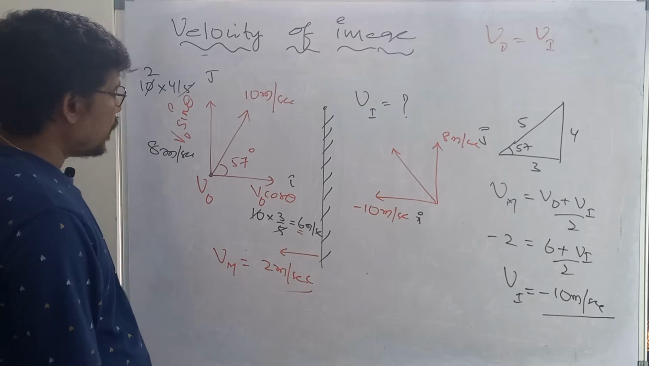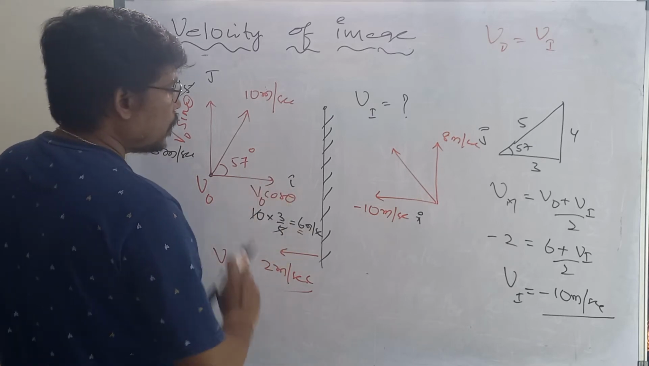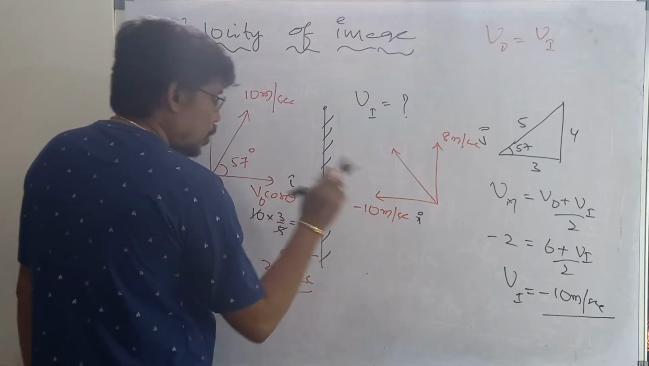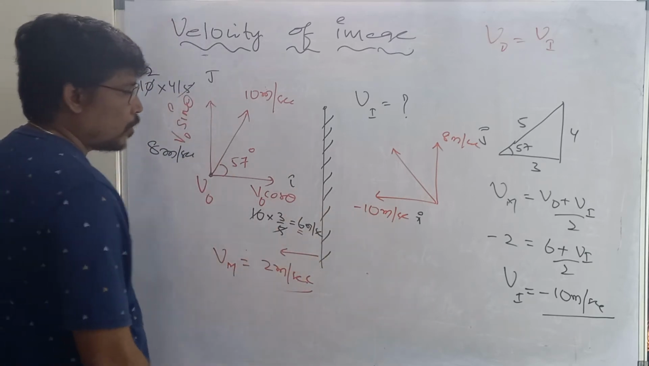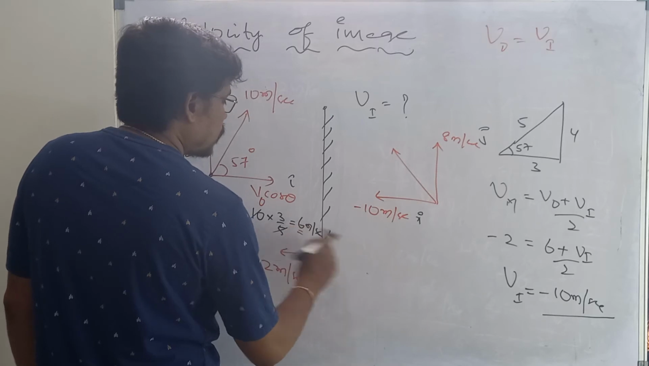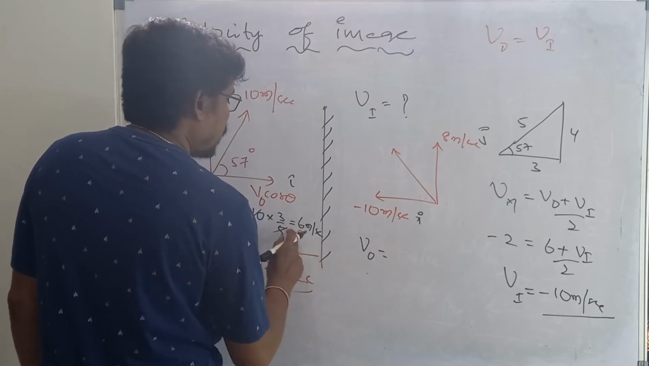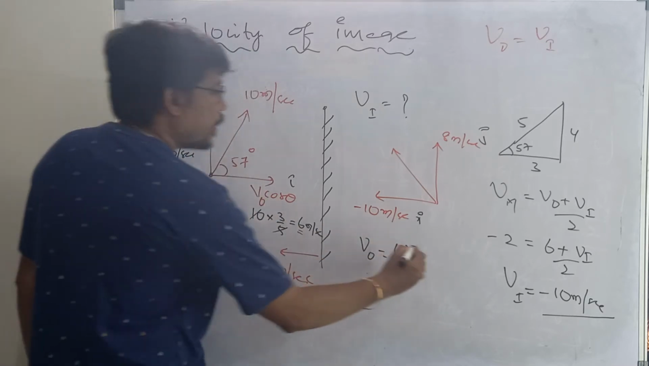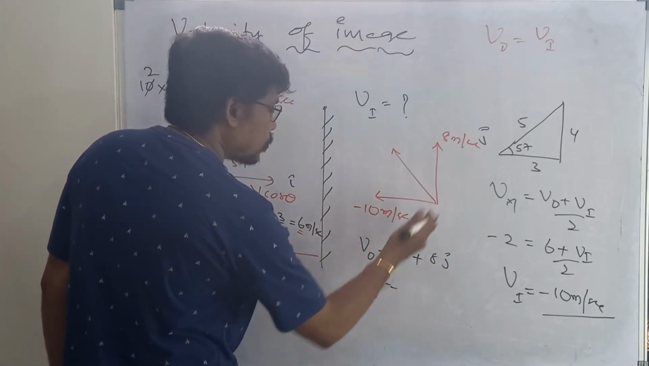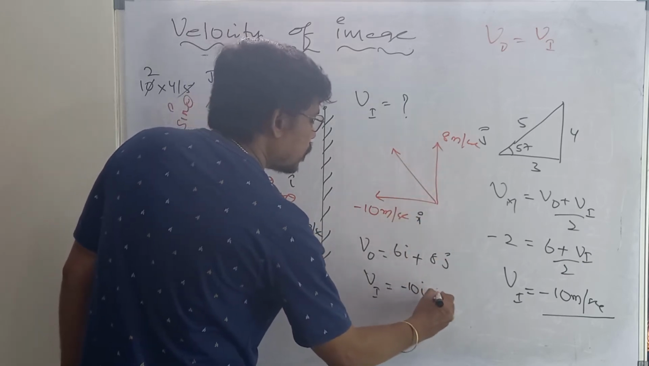Now see, what is the relative velocity of the object and the image, the object velocity and the image velocity with respect to the mirror? If you want to find it, this object velocity I can write as x component 6i, y component 8j. Any doubt? Now in this case, the velocity of the image is equal to minus 10i plus 8j.